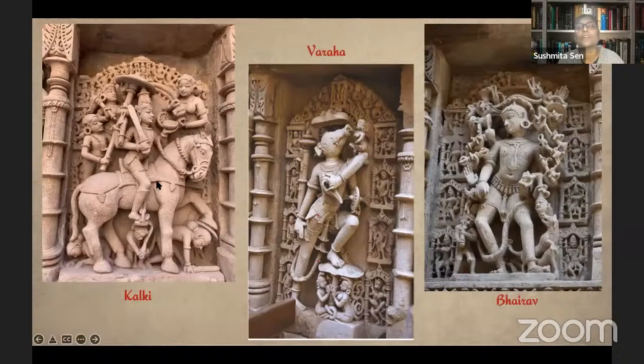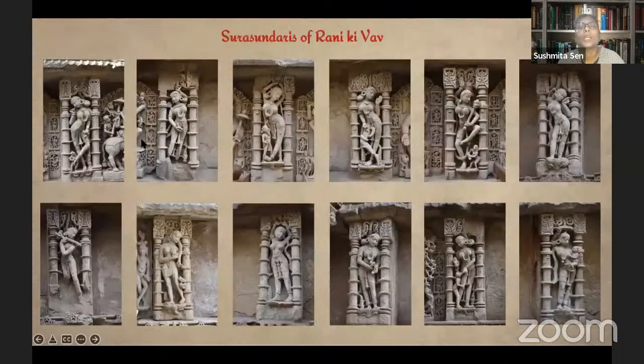So this is the sculpture of Kalki. I've cut down the Surasundaris out here. This is Varaha, Bhairavi. These are all on the sides of the walls as you go down in the Vav. And these are the different Surasundaris who are in different poses. You can see that.